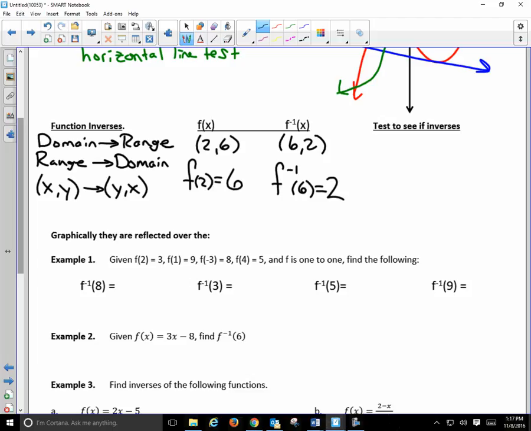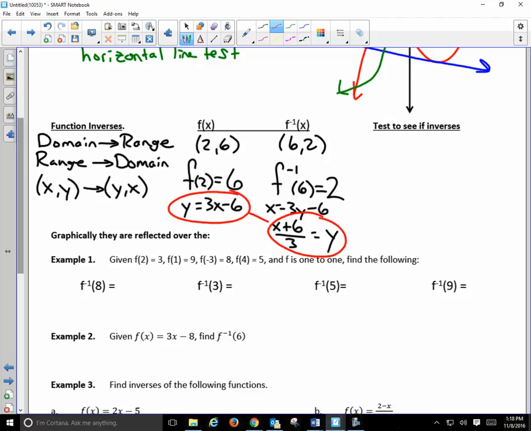So suppose you have y is equal to 3x minus 6. Then in order to find the inverse, we simply switch the x and the y values. And we get x is equal to 3y minus 6. And we will then solve for y. How would you solve for y? Add the 6 and divide by 3. So x plus 6 over 3 is equal to y. And so these two are inverses of each other.